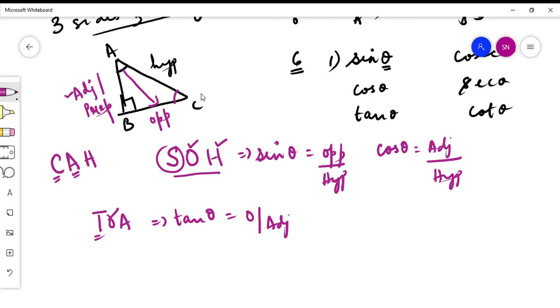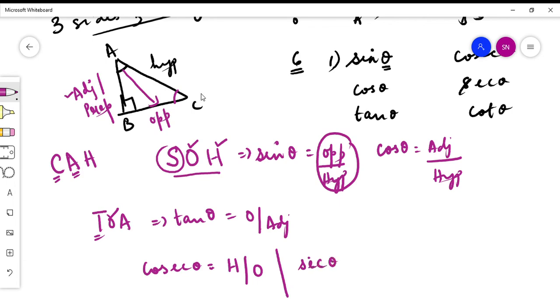Now to come across what is cosecant theta. Cosec theta is always going to be reciprocal of sine theta. Okay, it is the reciprocal ratio of sine theta. So therefore, sine theta was opposite by hypotenuse. So therefore, cosec theta will be hypotenuse by opposite side. Okay. Similarly, cos theta was adjacent by hypotenuse.